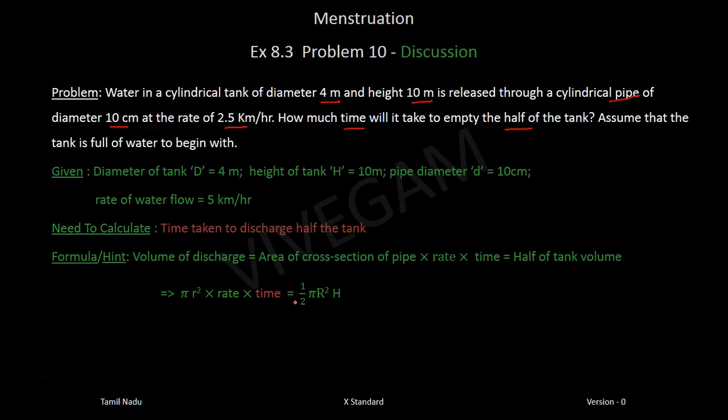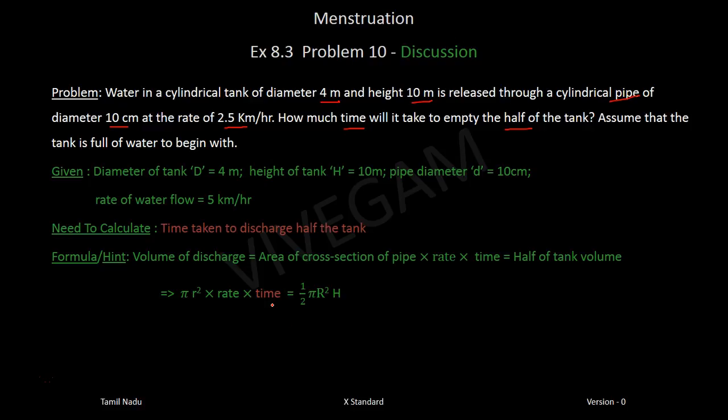This is equal to the volume of a cylinder, pi r squared h, and you want to empty only half of it. So half of pi r squared h. Capital R is the radius of the tank, which is half of 4 meters, and the height of the tank is 10 meters. So this is the equation, and except for time everything else is known. By substituting the variables and simplifying, you'll be able to get the value of time.